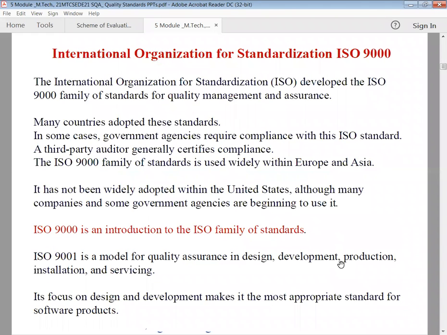The International Organization for Standardization is called ISO. ISO is an international standardization organization. It has different versions, with numbering like 9000, 9001, 9015, and 2015.